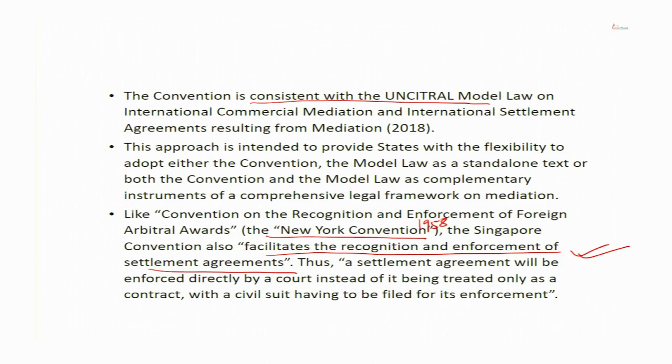So, once we adopt it, the situation will be that the settlement agreement shall be directly enforced by the court. A settlement agreement will not be treated like a contract, the breach of which will be brought before the court for remedy. No, that will not be the scene. As of now, if there is no law, then any settlement agreement essentially remains an agreement. A settlement agreement arising out of conciliation process is enforceable by virtue of Part 3 of the Arbitration and Conciliation Act.